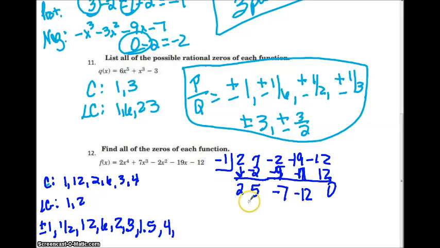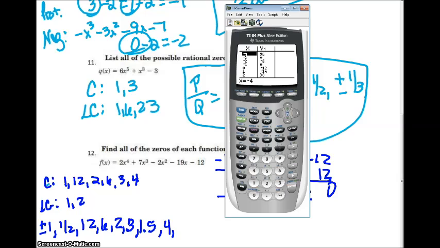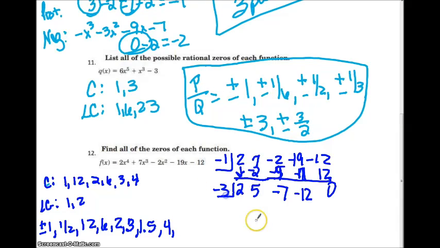What you need to realize is you're now going to use this for your next round of synthetic division. So we know that negative 1 is a zero, so we're going to try negative 3. Bring down your 2. Negative 3 times 2 is negative 6. 5 minus 6 is negative 1. Negative 3 times negative 1 is a positive 3. Negative 7 plus 3 is negative 4. Negative 3 times negative 4 is a positive 12, and they cancel and give you 0. So I know that negative 1 is a 0. I know that negative 3 is a 0.